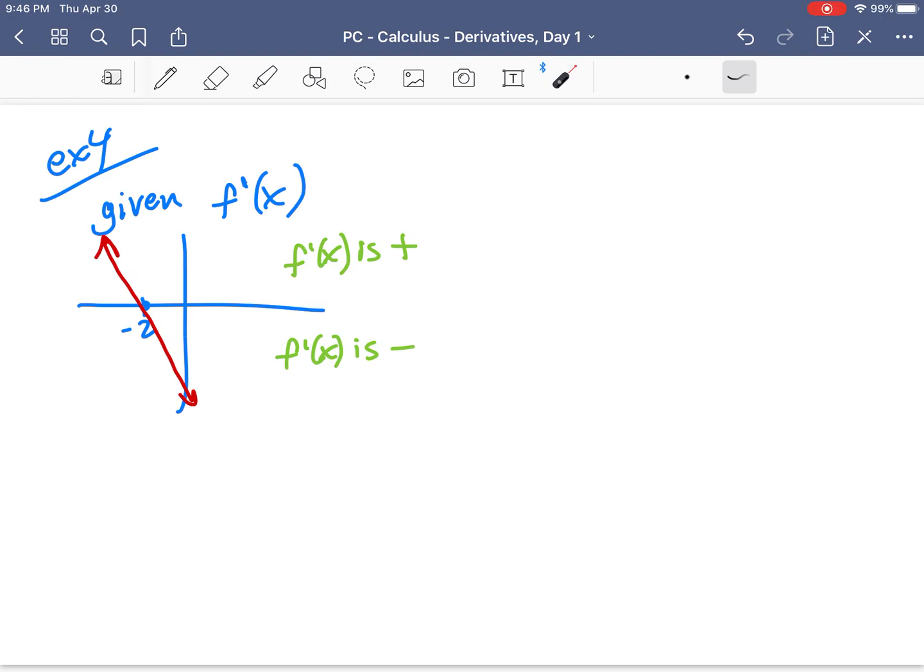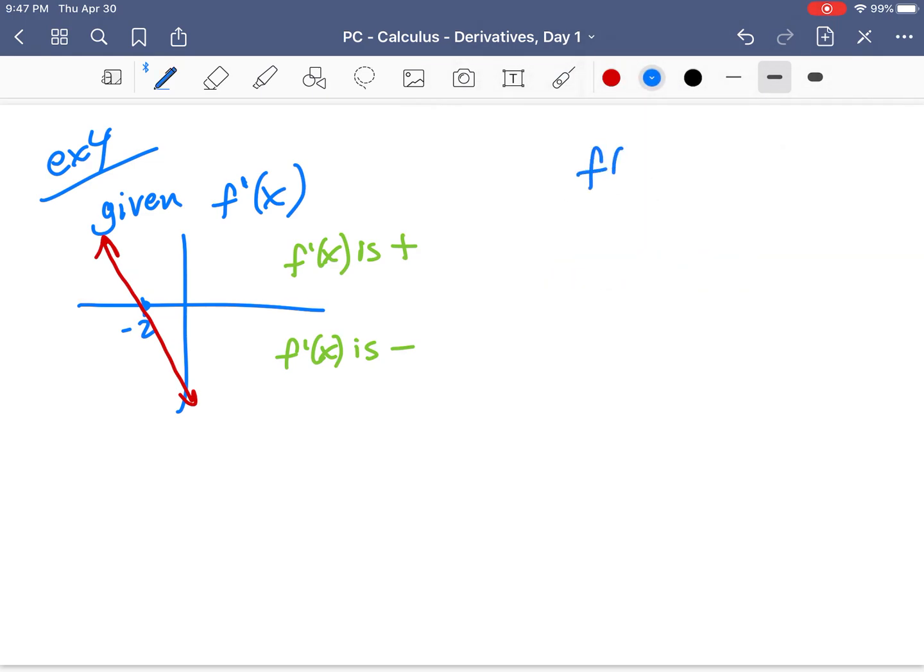So imagine you have a graph where you have a positive slope, you come to a 0, and then you have a negative slope. That's what your original picture is going to look like, and you know that all happens at -2.